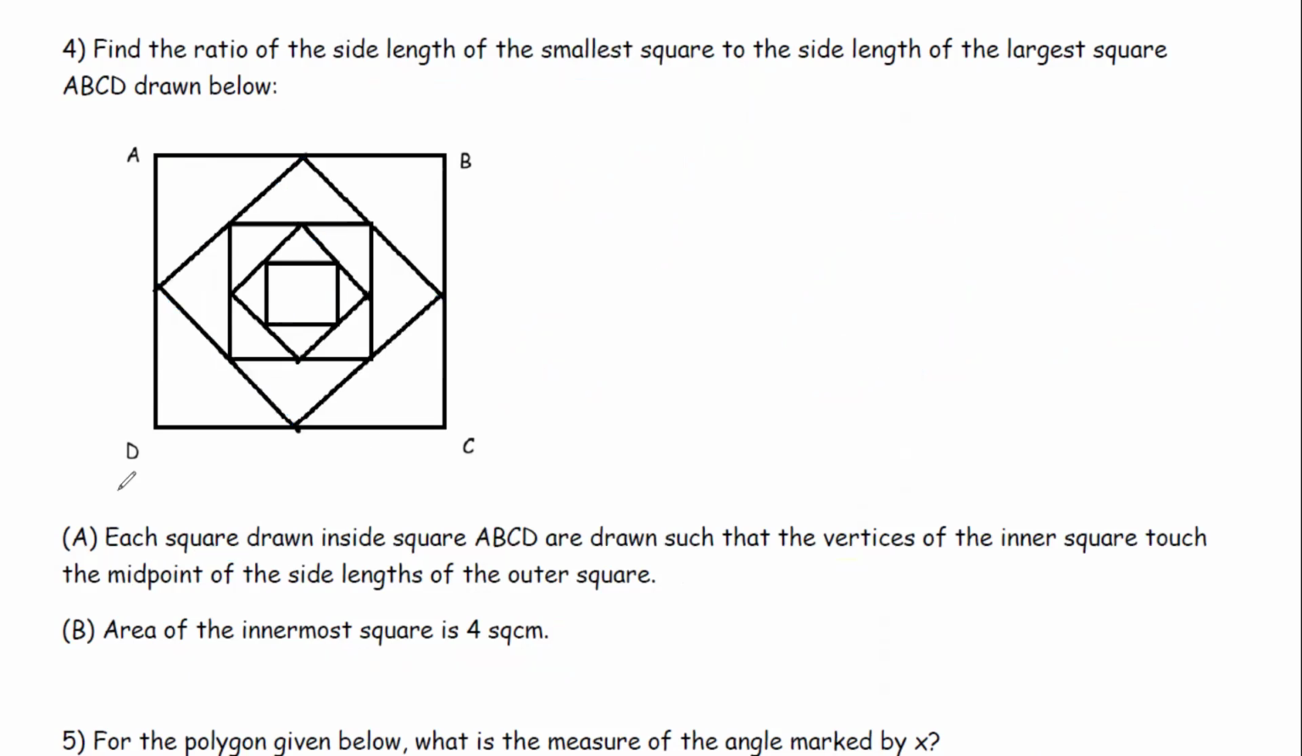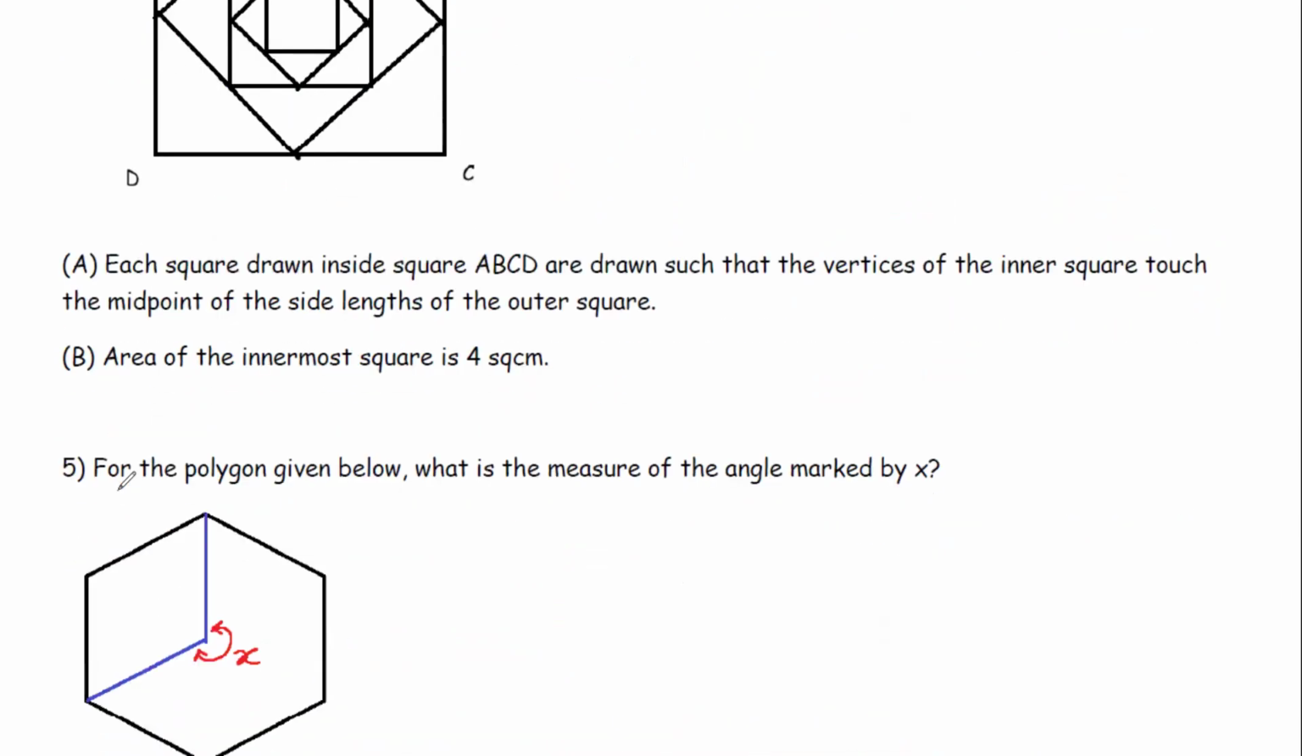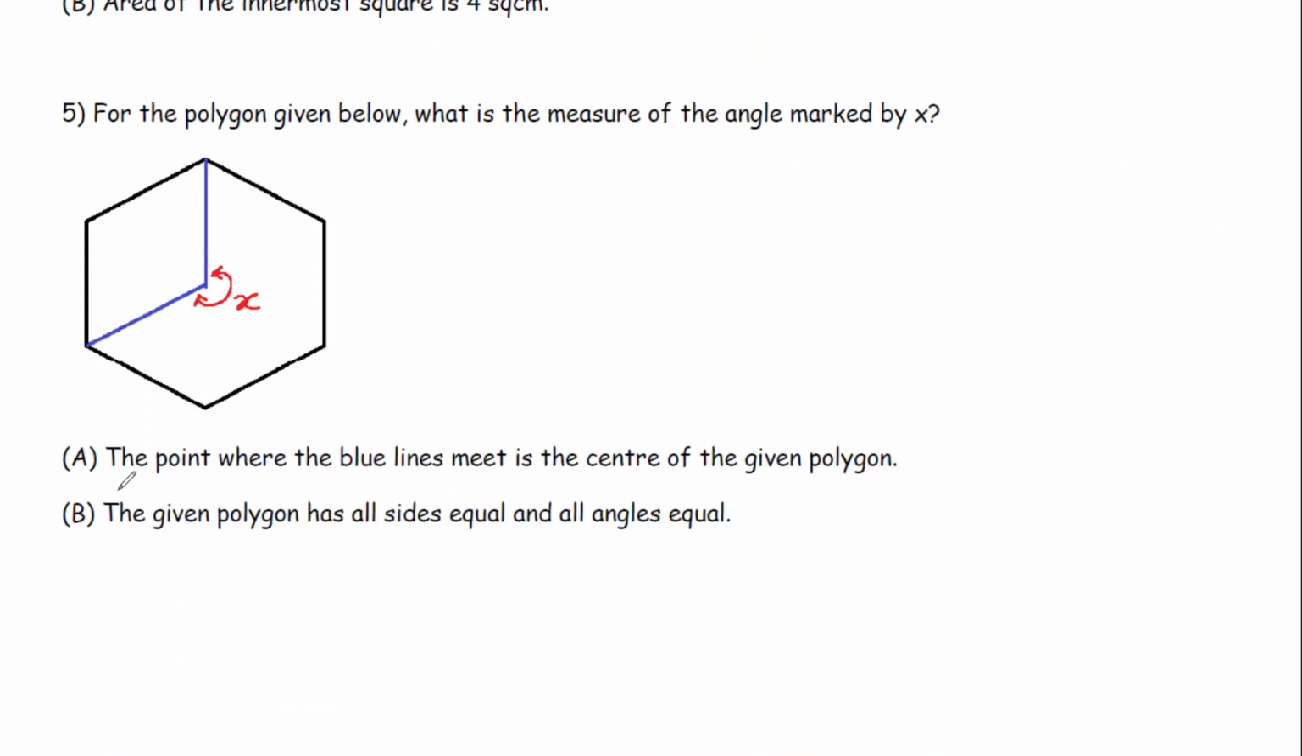Fifth question. For the polygon given below, what is the measure of the angle marked X? First statement. So first of all, we know it's a hexagon. Now, the point where the blue lines meet is the center of the given polygon. So we know that this point out here in green is the center of the polygon, right?